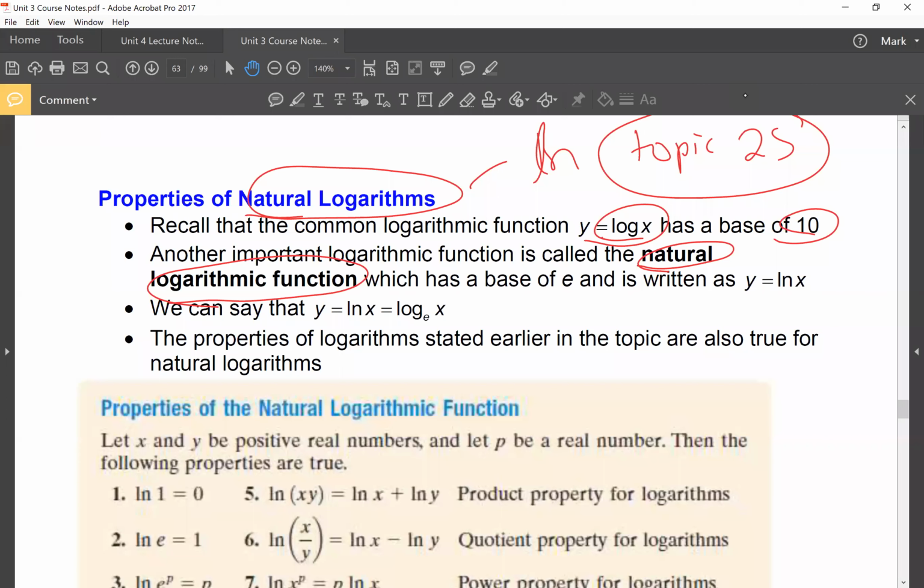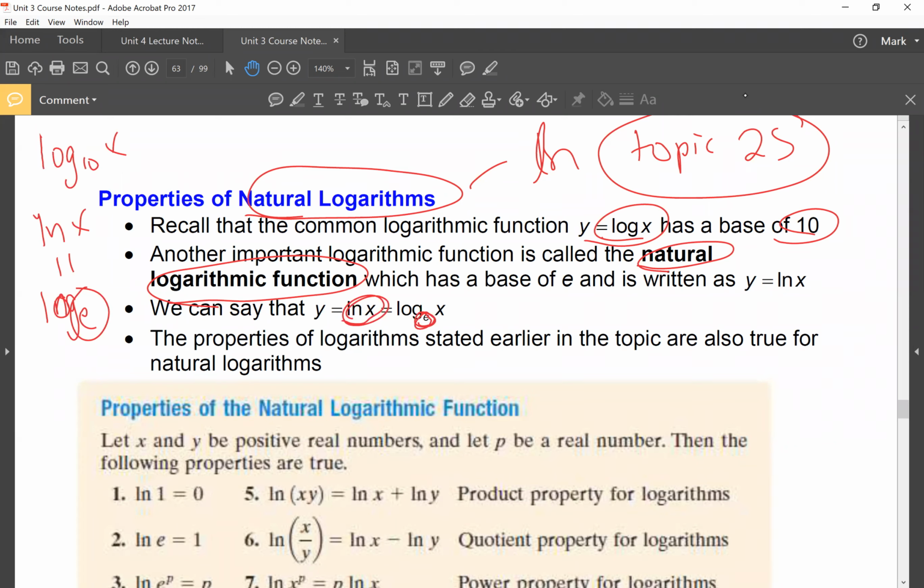So the natural logarithm is a logarithm. The only difference for a natural logarithm is that it's to the base E. So a normal logarithm is to the base 10. A natural logarithm is equivalent to a logarithm with a base E. E is a constant, which is not really important for us. It's just a button on your calculator. So E creates a natural logarithm.